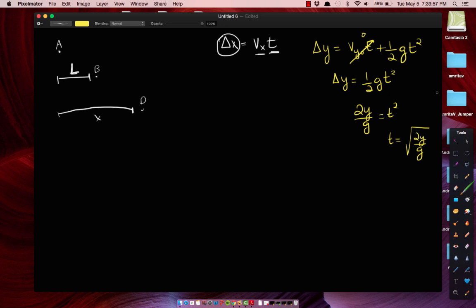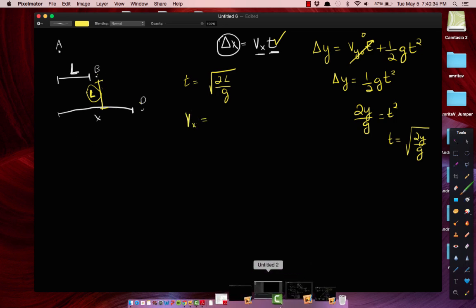Okay, so now they give us this vertical distance B to D, they give it as L, and we want to find the time it takes from B to D. So we know that L is going to be the same as our y. So we're going to say that t is equal to the square root of 2L over g. So we have t down. So now on to vx.